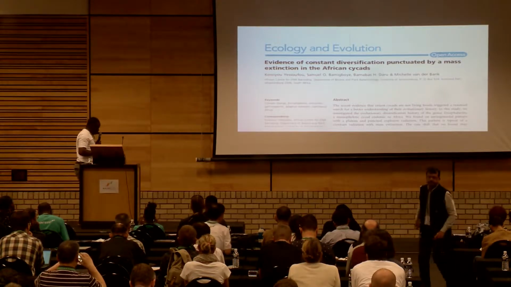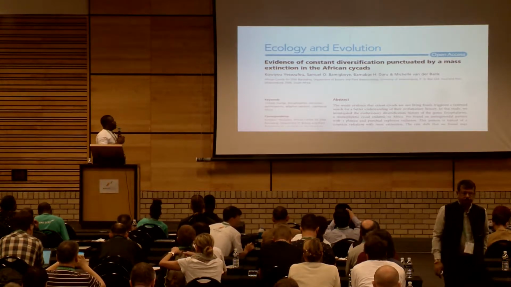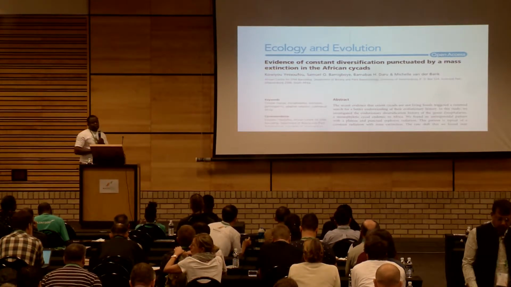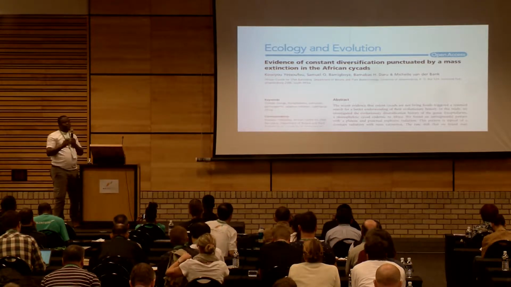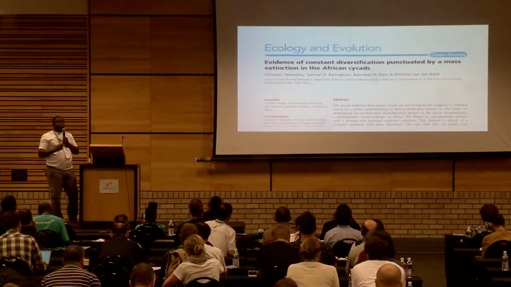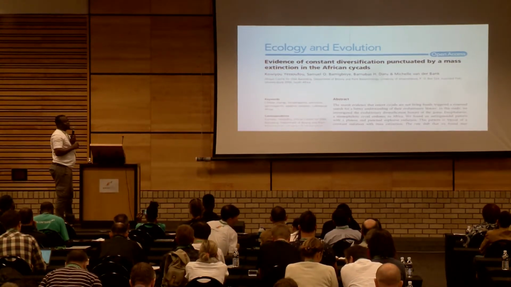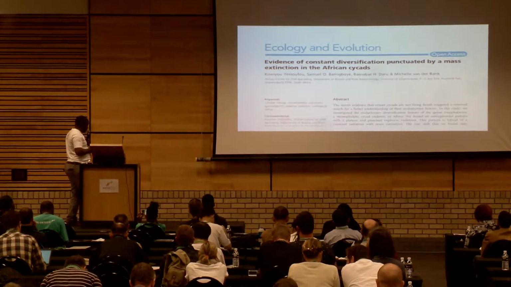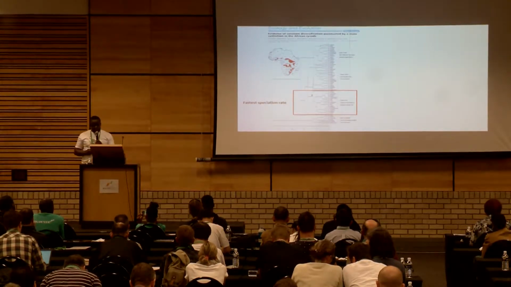The paper provides evidence of constant diversification punctuated by a mass extinction in the African cycad. The constant part of the story is actually boring, but the most important part is the punctuation, the punctuated event that might have happened. And that's what I'm going to report in the next slide.